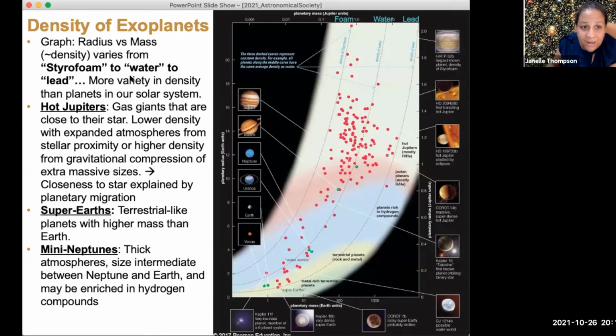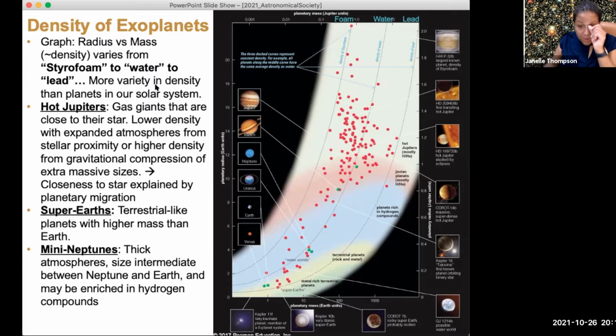So this is a plot of the density of exoplanets. And this plot is a little dated. It's from 2015, but I couldn't actually find a newer one. So this is what we've got. It plots radius on the y-axis with mass on the x-axis. And then you see these lines. These are lines of constant density here, where the density would track foam. And you can see my pointer, right? So it tracks foam here. The density tracks water in this middle line, and then the density tracks lead in this last line here.